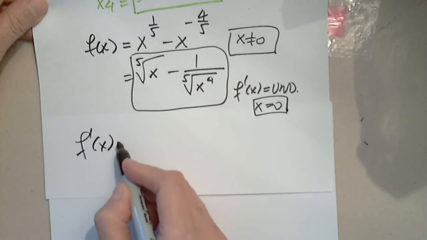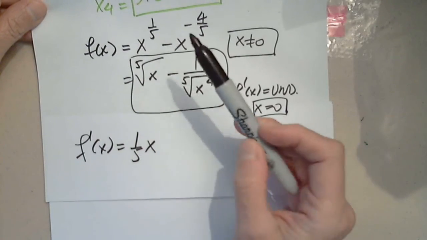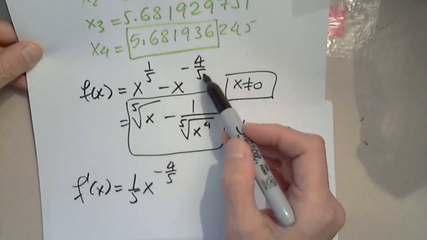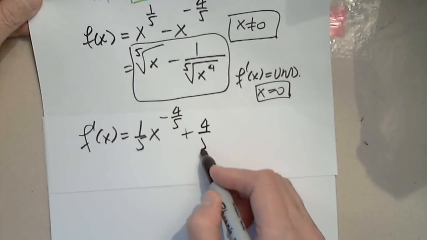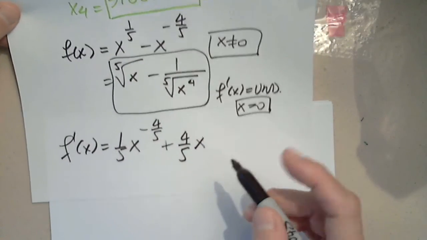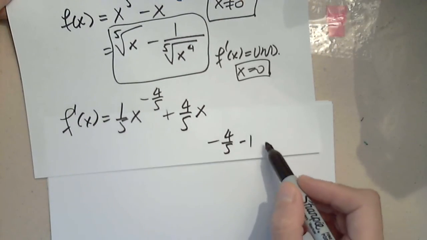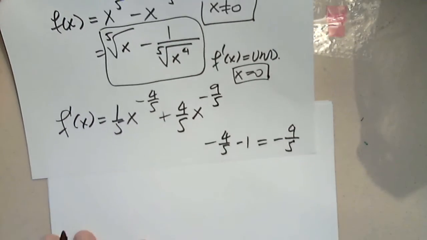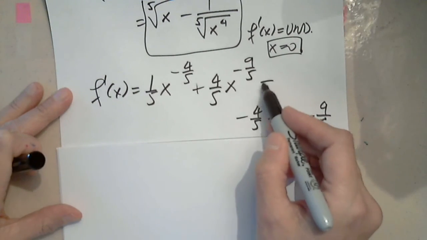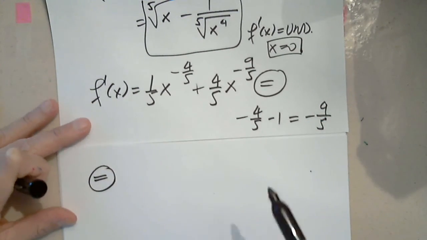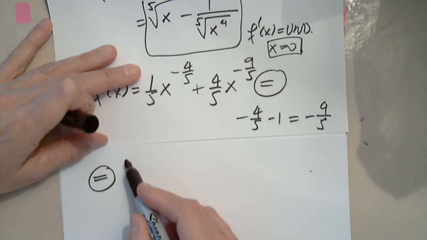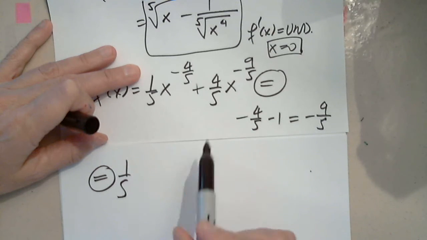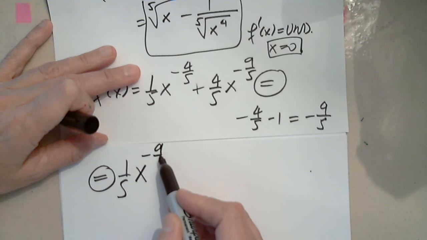So f prime is 1/5 x to 1/5 minus 1, which is negative 4/5. I bring negative 4/5 in front, so it's 4/5. And x, remember, negative 4/5 minus 1 is negative 9/5. But the whole thing doesn't end there. Okay, so first of all, I see that 1/5 is a common factor. Also, the smallest power must be the common factor.